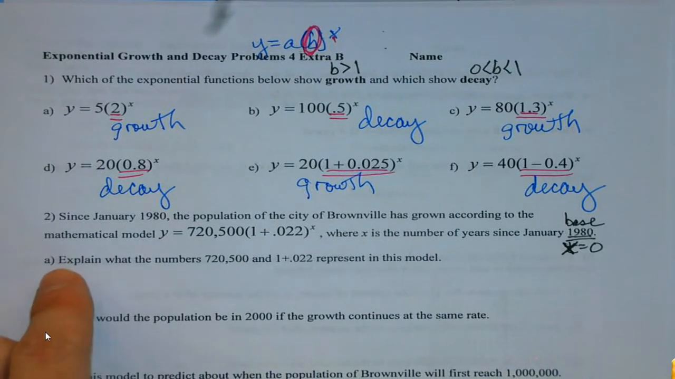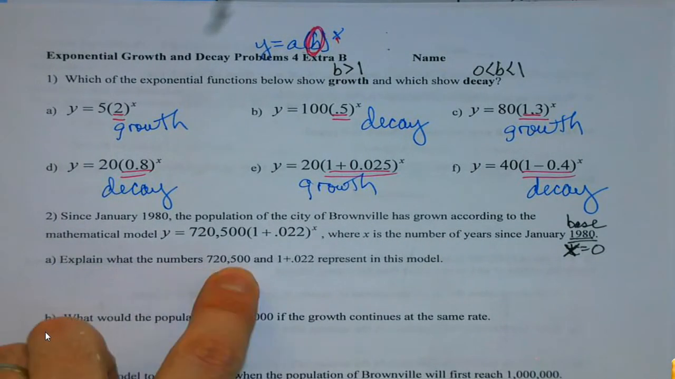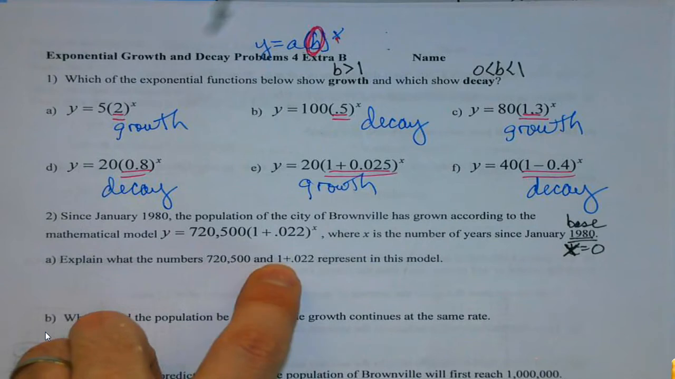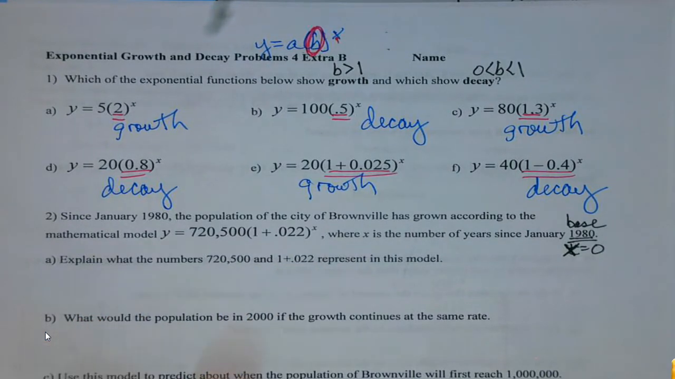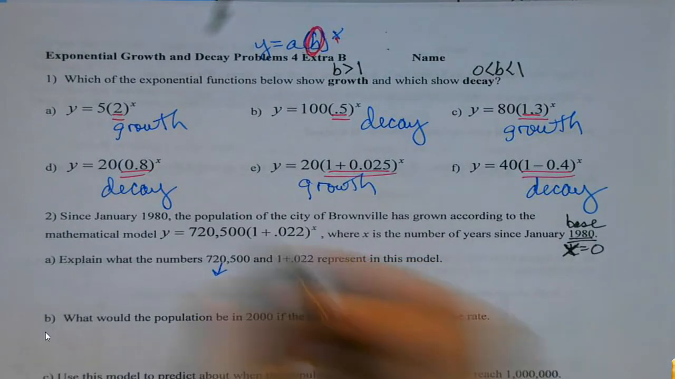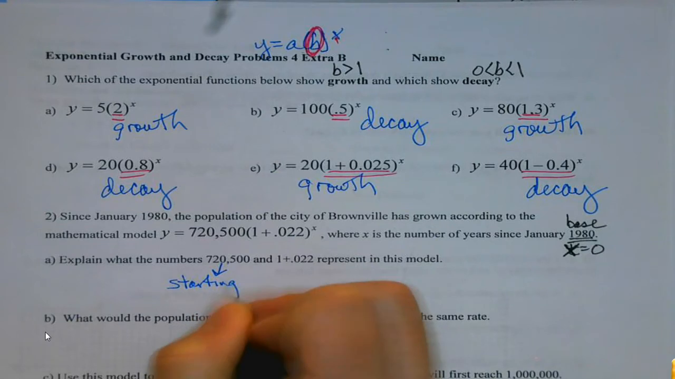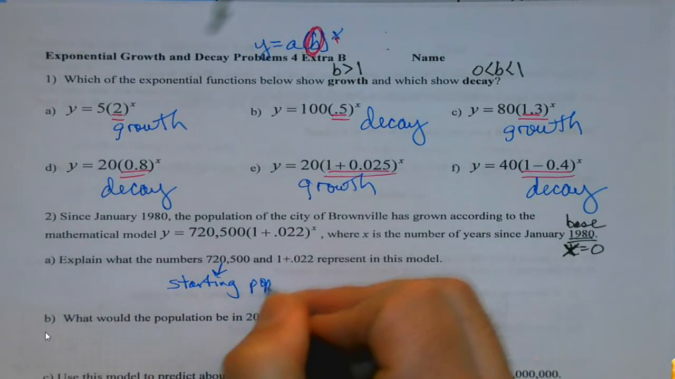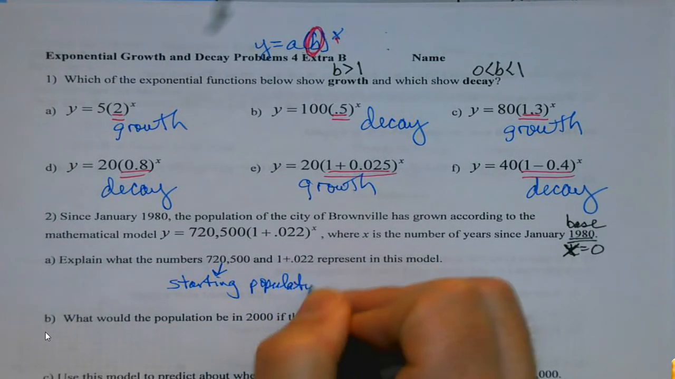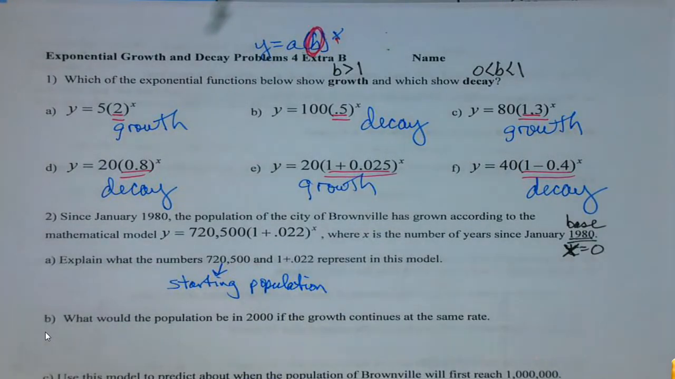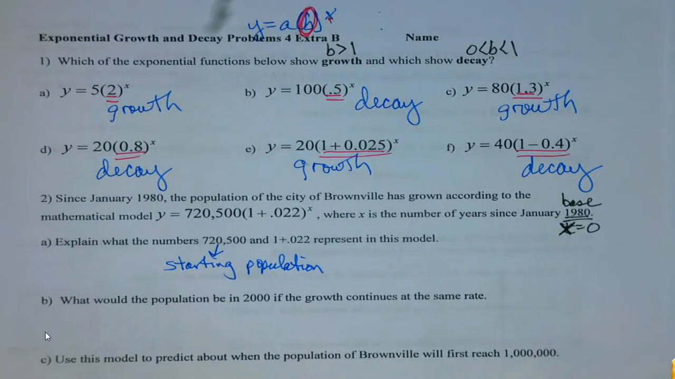So first job, explain what the numbers 720,500 and 1 plus 0.022 represent in the model. Okay? This could be anything. It could be as simple as my starting value, my starting population. I wouldn't call it principal because it's not money. I mean, I guess you're kind of showing me you understand the concept that way. But that's the population when I started.